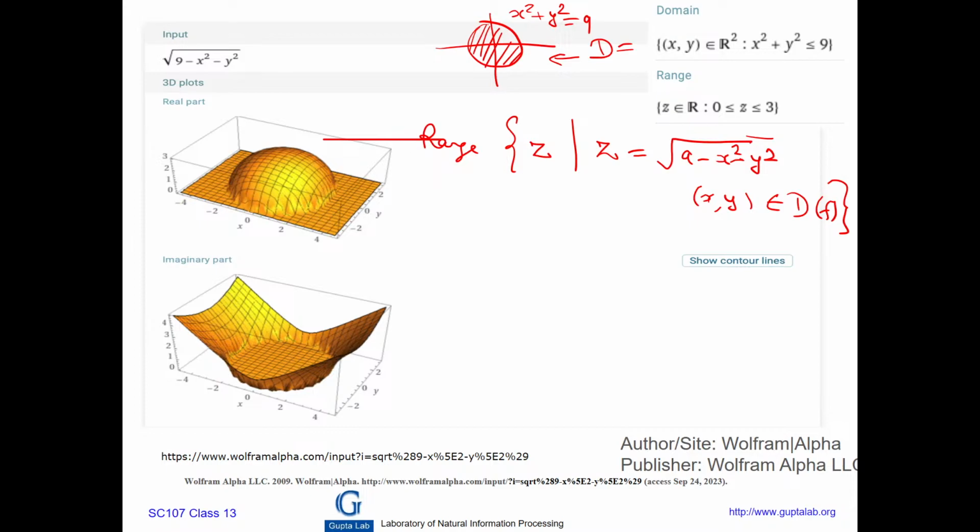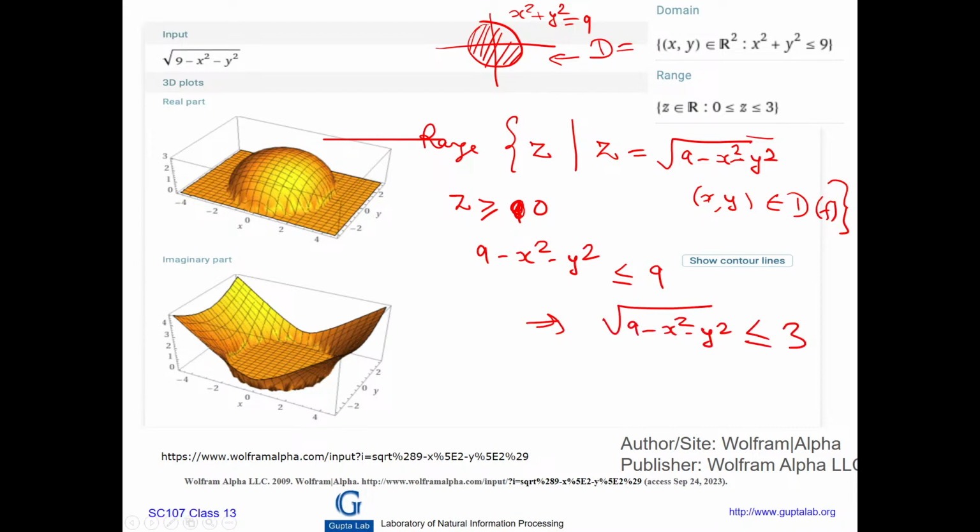Now, since z is a positive square root, we know that z should be non-negative, right? Also, 9 minus x square minus y square is less than or equal to 9. This gives us that square root of 9 minus x square minus y square is less than or equal to 3. So that means this is nothing but z. So basically, the range of f is all those points z such that 0 is less than or equal to z is less than or equal to 3. Right. So easy.